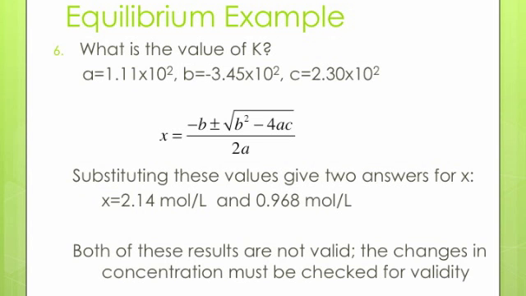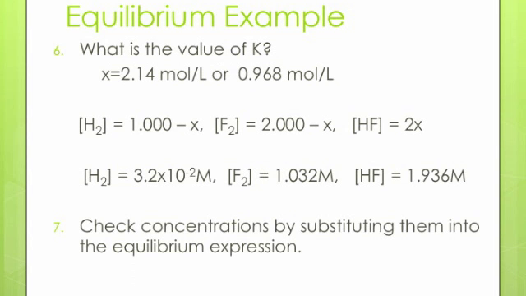When you plug this into the PlySmlt on your calculator, 2 values are possible solutions. X equals 2.14 molar or X equals 0.968 molar. But only 0.968 molar can be valid since the other value would lead to a negative concentration on one of your reactants. Now we need to apply X, the change that you just solved for, to your equilibrium values.